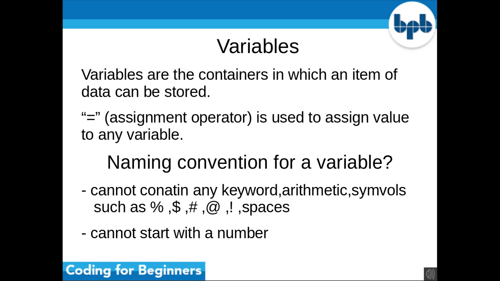Variables are the containers in which an item of data can be stored. Variables can store any kind of value like an integer or string or any character. For assigning a value to the variable, the equals symbol is used, which is also known as the assignment operator, such as x is equal to 8, here x is a variable. A variable must be initialized at the starting of the program to avoid errors during execution. Multiple variables can be initialized with common values.